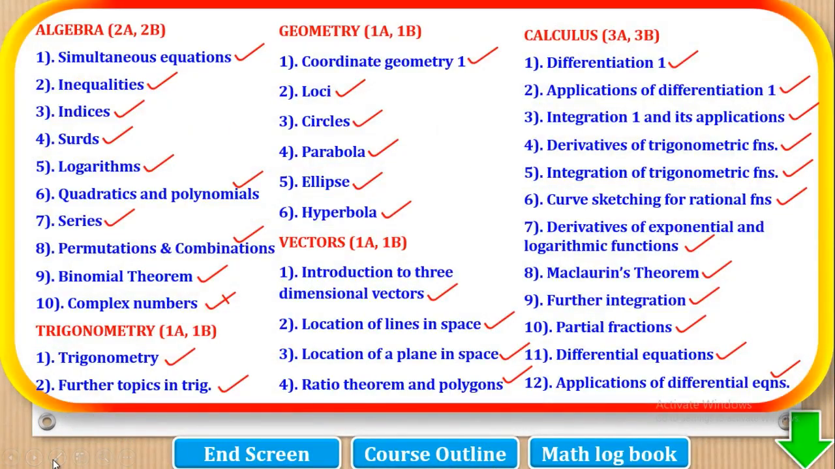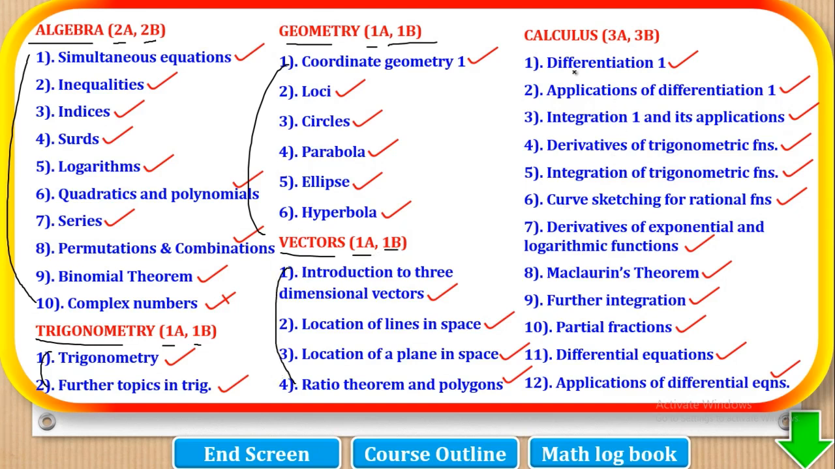So before we start, let's look at the course outline. Math paper 1 is divided into 5 parts. The first part is algebra, where 2 questions come in section A and 2 in section B, and these are the topics. Then trigonometry, where 1 comes in section A, 1 in section B, and these are the topics. Then geometry, where 1 comes in section A, 1 in section B, and these are the topics. Then vectors, where 1 comes in section A, 1 in section B. Then calculus, where 3 come in section A, 3 in section B, and these are the topics.